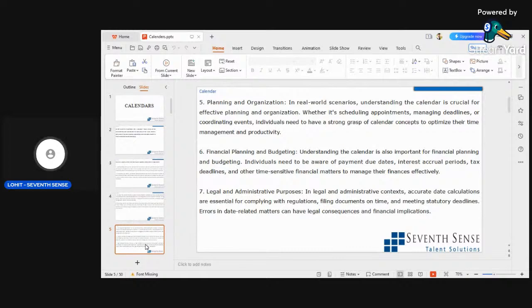Planning and organization also play an important role in calendars, right? If you want to plan something, if you want to organize something like an event, you're going to see the calendar and organize according to that. Financial planning, budgeting, legal and administrative purposes. Why are calendars used for administrative purposes? Suppose in a court they will give you a particular date, that this hearing will be conducted on this particular date, or after 1 month or after 1 week. There also they use the calendar generally.